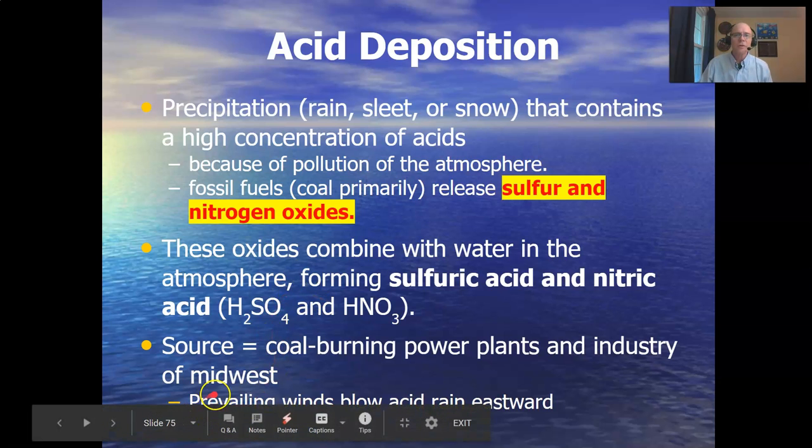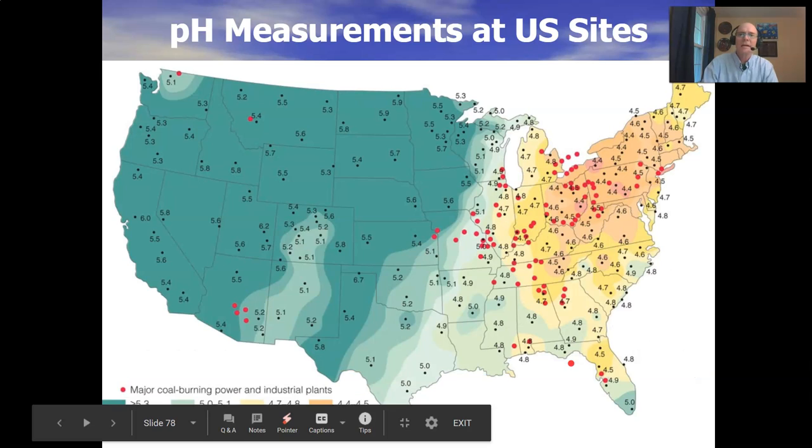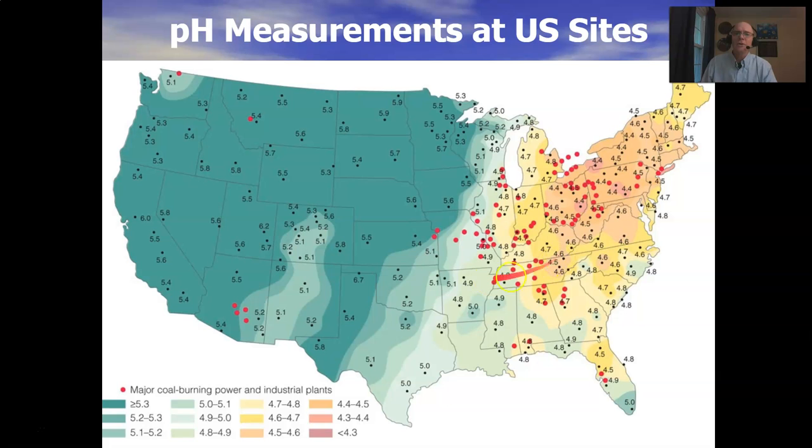Now, what's important to note here at the bottom is that the prevailing winds in the United States blow generally from the southwest to the northeast, or from west to east. And so there are parts of the country that are much more impacted by acid rain than others. The red dots on this map show locations of major coal burning power plants. And remember, here is our prevailing wind, going bottom left to upper right, so west to northeast winds.